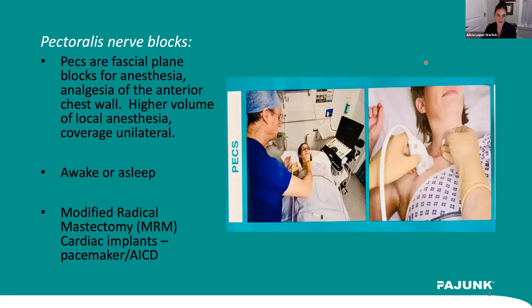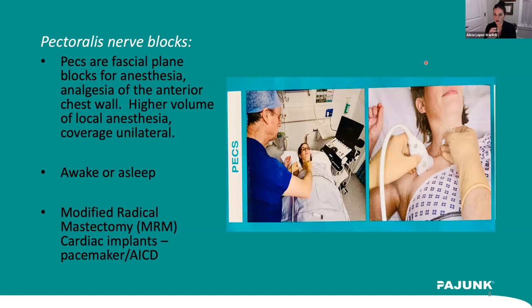Okay, so let's dive right in and talk about pectoralis nerve blocks. What are pectoralis nerve blocks? Pectoralis nerve blocks are fascial plane blocks that we use to anesthetize the anterior chest wall. We use higher volumes in fascial plane blocks as opposed to perineural blocks. I always get asked this question, like, should I drop my volumes for fascial plane blocks?